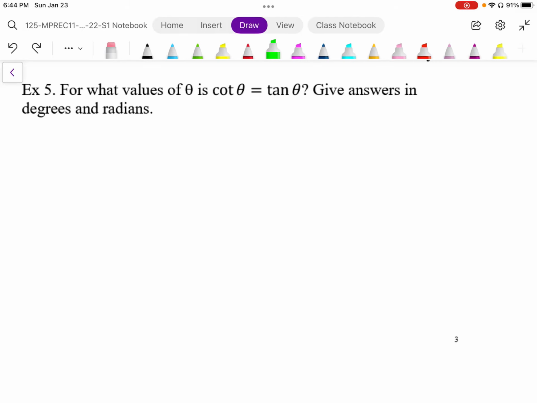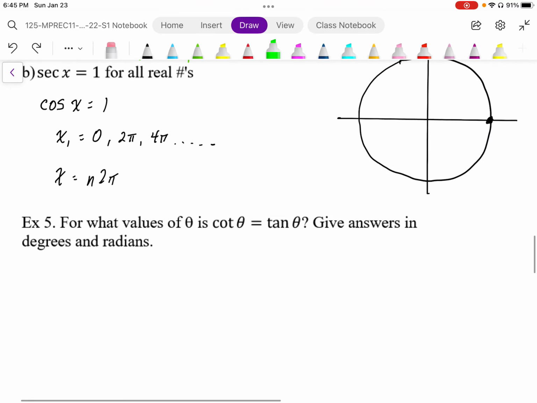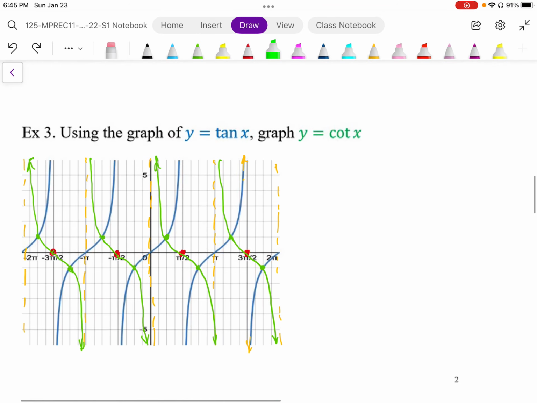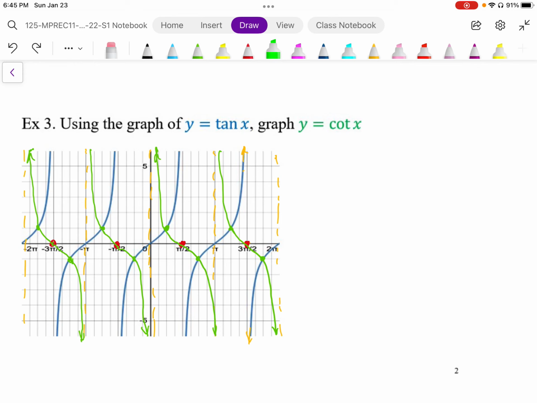For what values of theta is cotan theta equal to tan theta? So I can go to my cotan graph and tan graph. We can see where those two graphs intersect. So they intersect at that point, that point, that point. They intersect at our 45-degree angles here.